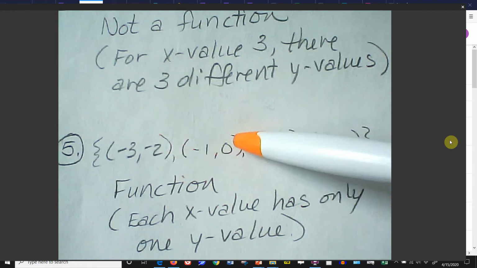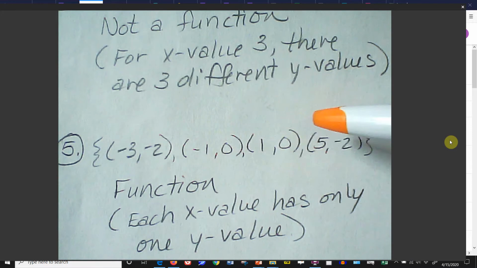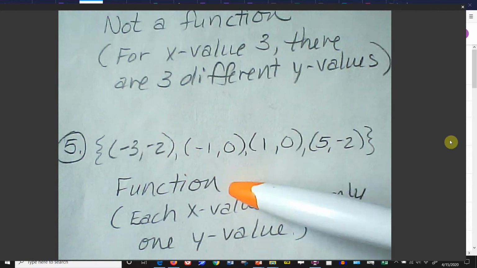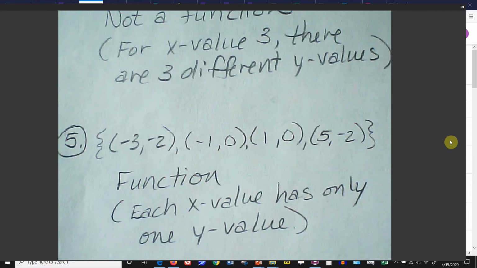But number 5, -3, I get -2. If I put in -1, I get 0. If I put in 1, I get 0. If I put in 5, I get -2. And there's no question about those, right? Therefore, it is a function because each x value has only one y value. So there's a one-to-one correspondence.